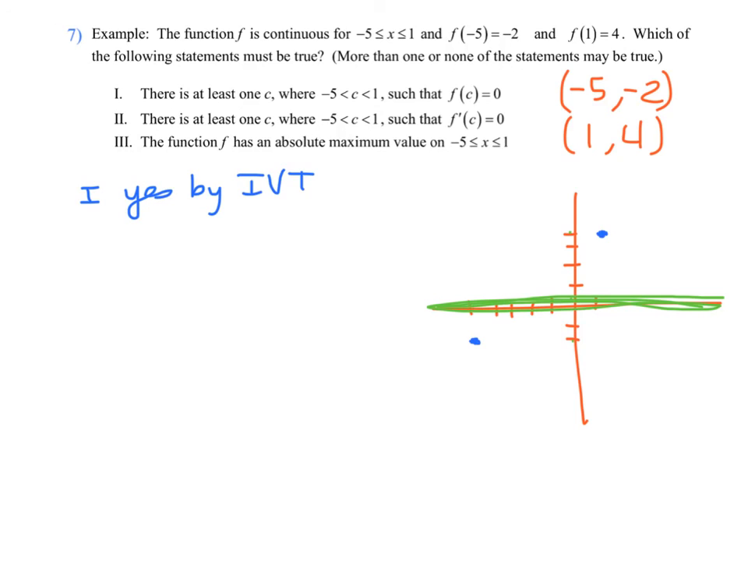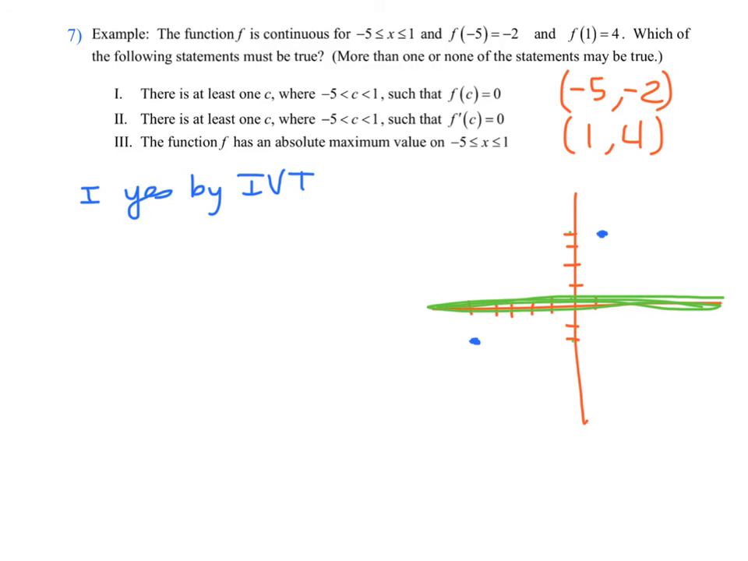Okay, number 2. This says there is at least one c between -5 and 1 such that f prime of c is equal to 0. Well, what does it mean if f prime of c is equal to 0? It means the derivative is equal to 0. What happens if the derivative at c is equal to 0? Well, that would mean that you would have a horizontal tangent. Okay, is it guaranteed that I'm going to have a horizontal tangent? In other words, will I have a relative min or a relative max?